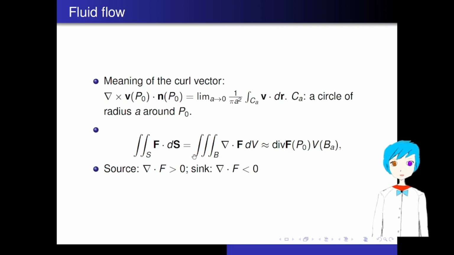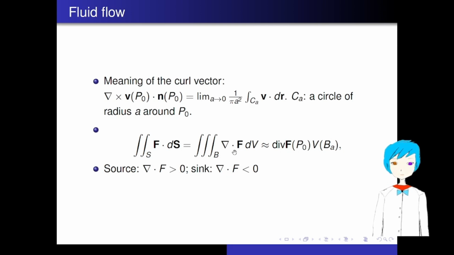On the other hand, the divergence of a function can also measure the net flux inside or outside of the domain. So if the divergence of the vector field is greater than 0, we call the point a source. Otherwise, we call the point a sink.